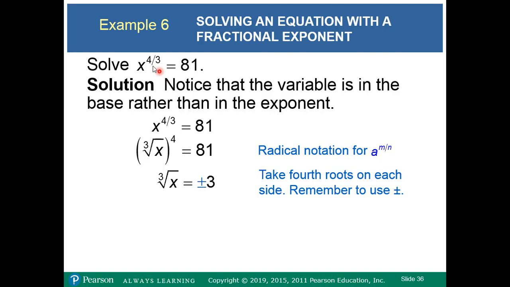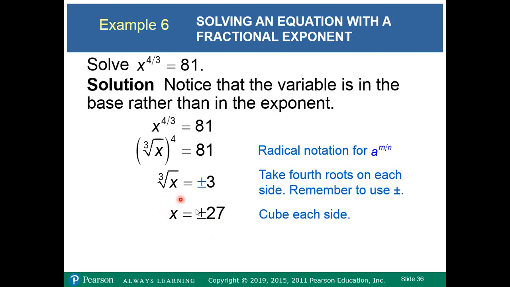Okay, so notice what we did. So we have it raised to the 4th. So what did we do? We took the 4th root of both sides to get rid of that 4. And the 4th root is plus or minus 3. Okay? Now what we're going to do is raise both sides to the power of 3. And we get plus or minus 27. Okay? And so we get two answers.